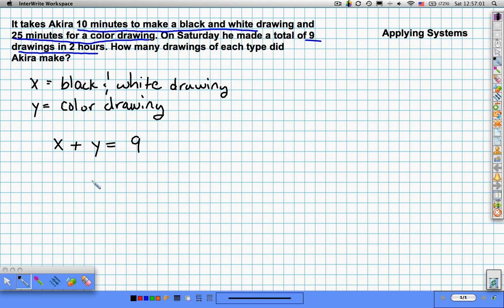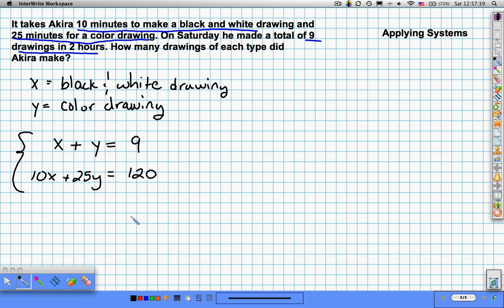Now when we look at the time, remember it said it took him 2 hours, but since our rates are in minutes, we need to convert 2 hours into minutes. So 2 hours is 120 minutes. It takes him 10 minutes to do a black and white, so we're going to do 10x plus 25 minutes for the color drawing, 25y, equals 120. Here is our system. We know the total number of drawings he made was 9, and we know the total time needed to be 120 minutes or 2 hours. So now we have our system, and now we can solve it.